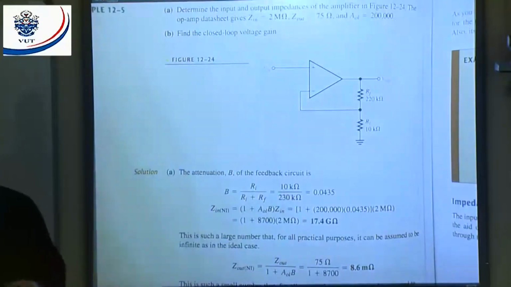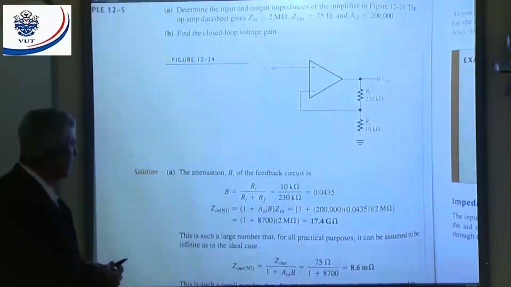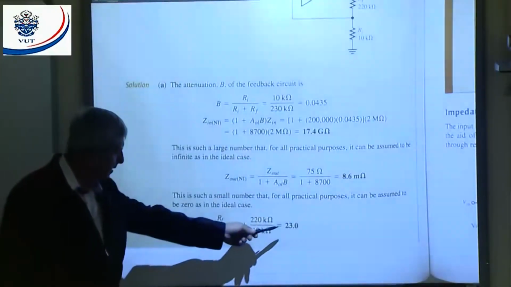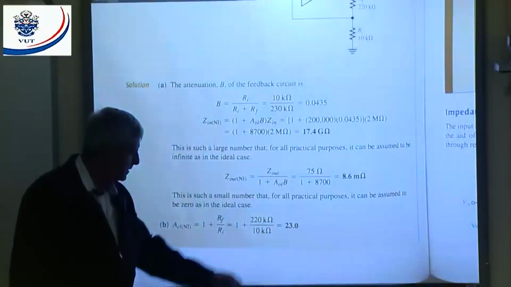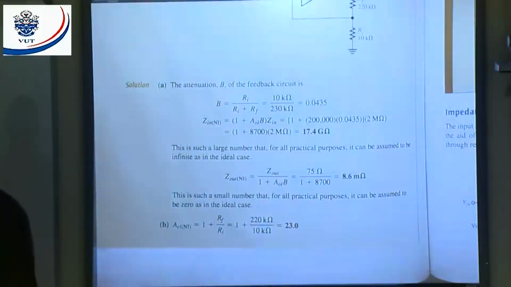Now we can also work out the gain. You can see the closed loop gain of the non-inverting amplifier is going to be much less in this case than that of the device itself. The device itself had an open loop gain of 200,000. With the feedback, my gain is now 23. You can see it decreased a lot, but now we're in linear operation and we can use the device.